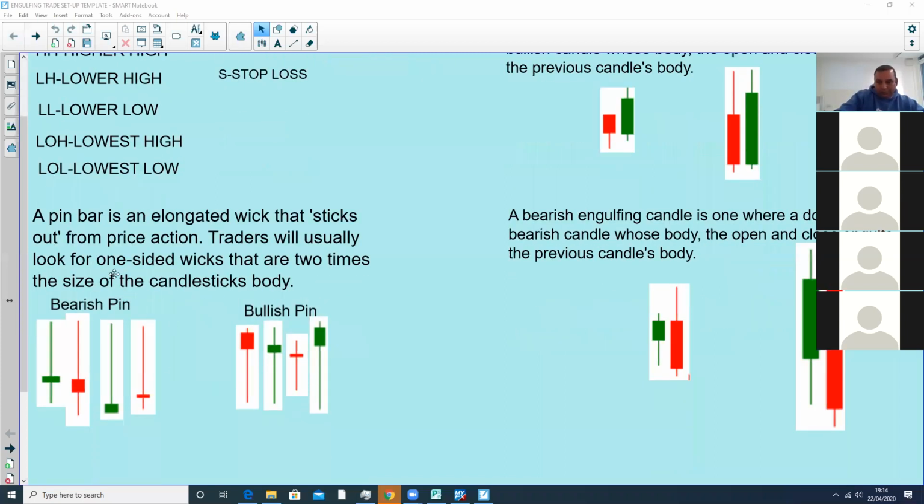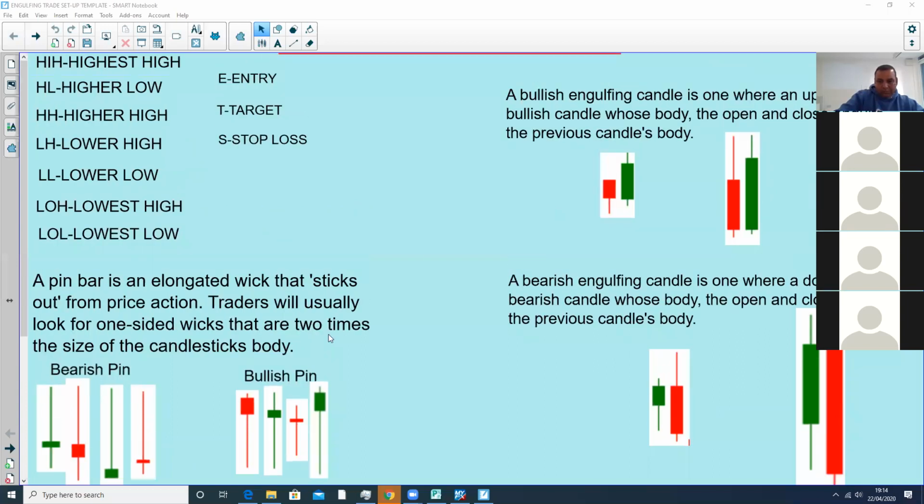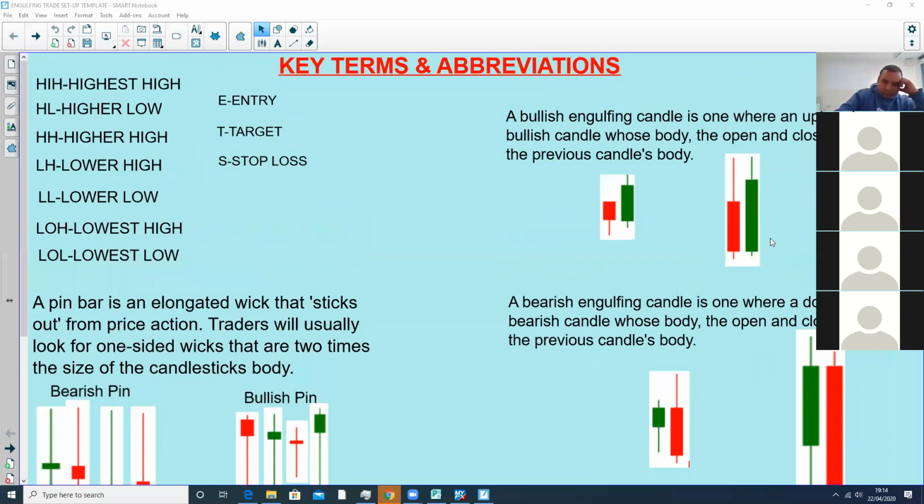But of course then, we've got the bullish pin bar, okay? A pin bar is an elongated wick that stands out from price action. For me, the two most important candles are the engulfing candle and the pin bar. All the other candles, I totally disregard, though of course you've got the inside bar. People will use other candles and still be successful. It's just a matter of understanding the market and understanding what you're doing, okay?